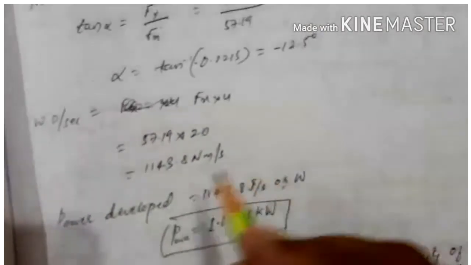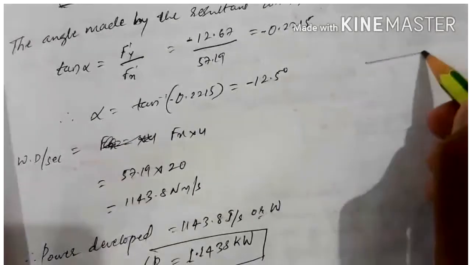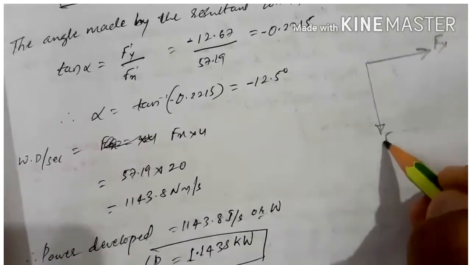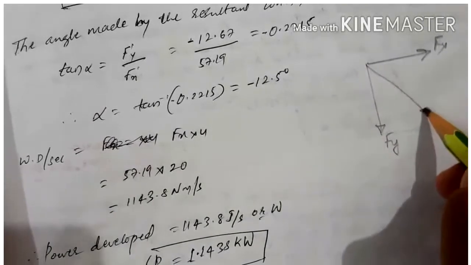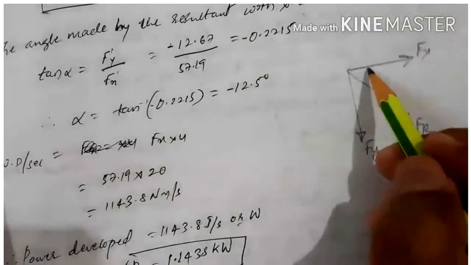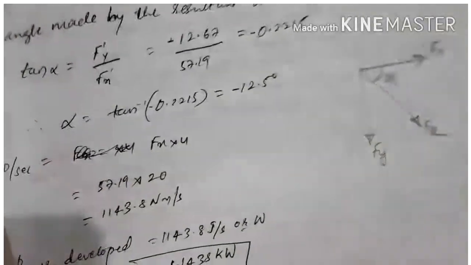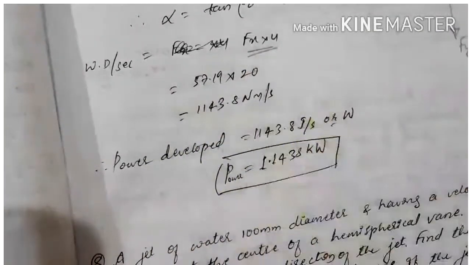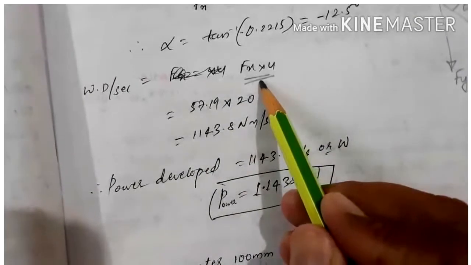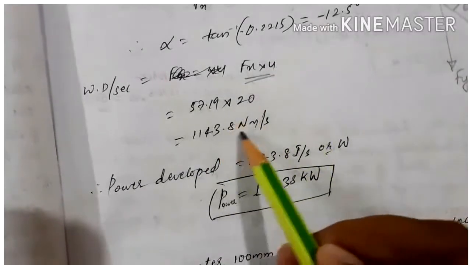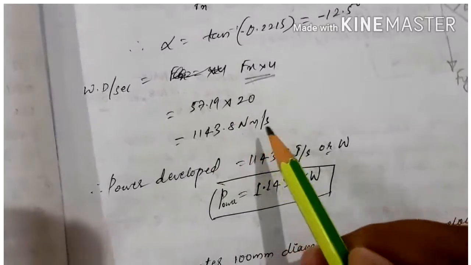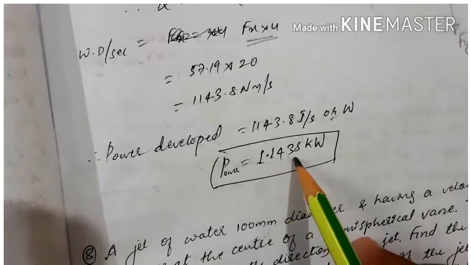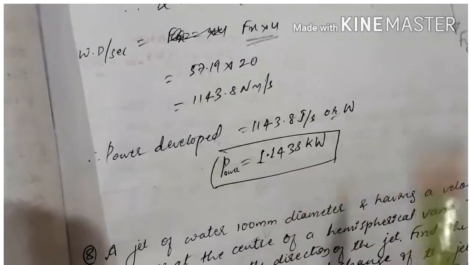Then we have to draw this. We have positive Fx and negative Fy and the resultant force like this, and you have to measure alpha in a clockwise direction. Then the work done per second is Fx into u, and we know the velocity of the plate. This is the work done per second, Newton meter per second. The power developed is the same, written in terms of watt. So 1.1438 kilowatt is the power generation.